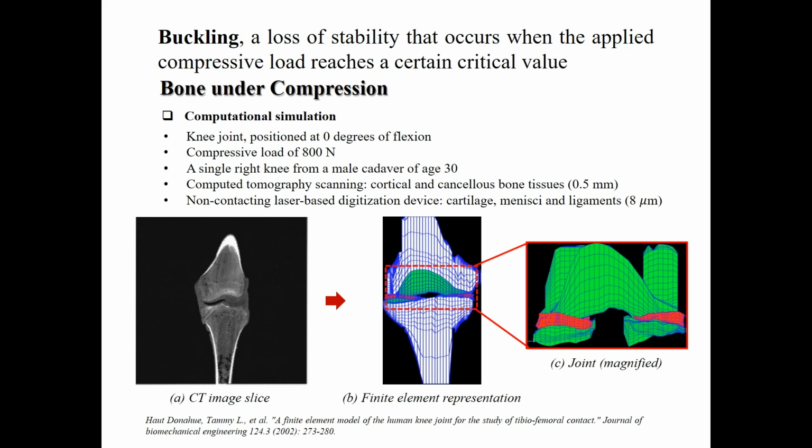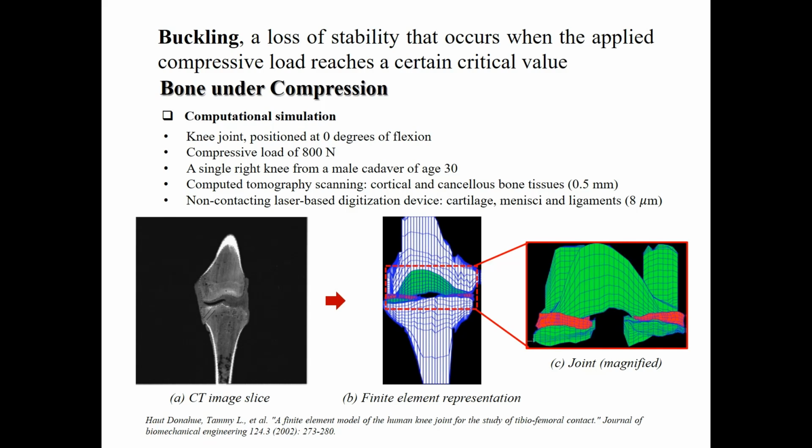In a study, Donahue and her colleagues established a computational model of the human knee joint to investigate the contact stress between the tibia and femur due to compressive force. The study used a single right knee from a cadaveric specimen, a male subject of age 30. A computed tomography system was used to capture the geometry of the cortical and cancellous bone tissue with a dimension of 0.5 millimeters. To capture the shape of articular cartilages, menisci, and ligaments crossing the knee joint, a non-contacting laser-based system with the dimension of 8 microns was used.